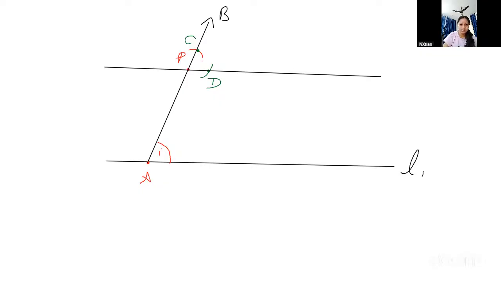Yes, this radius works, Joshua. Okay, ma'am. You can extend this here. This is angle 2. Okay.